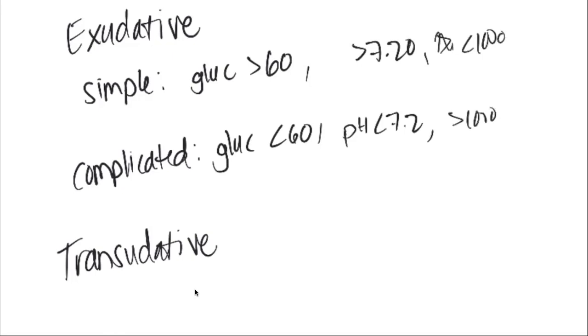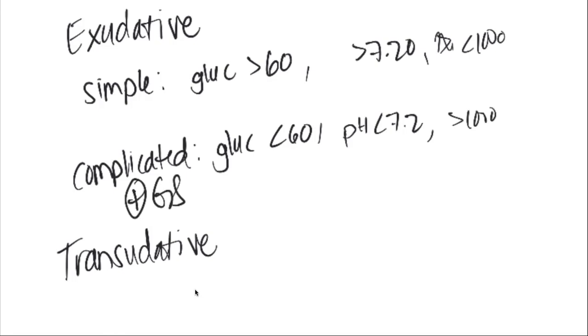And then for both of these, you have to look at your gram stain as well. So complicated will have what? Positive gram stain. It's possible, sometimes you have to see the actual organism, but if you fill the other criteria, then you should talk about putting in a chest tube to help drain that.